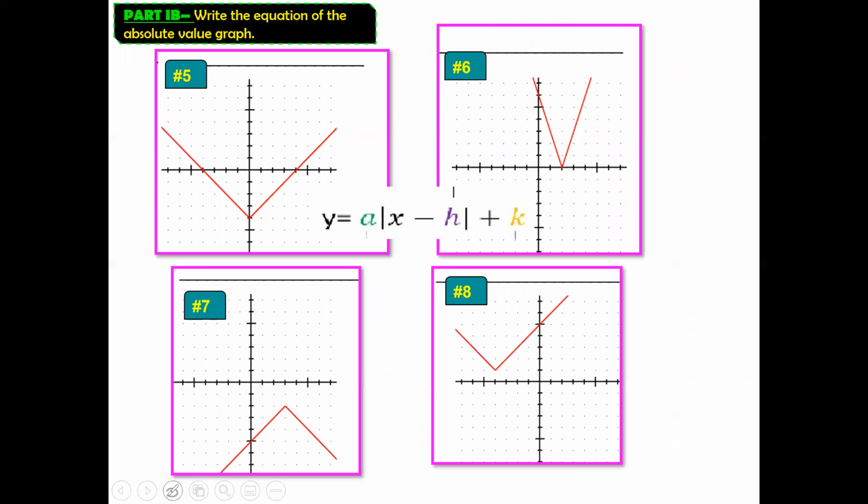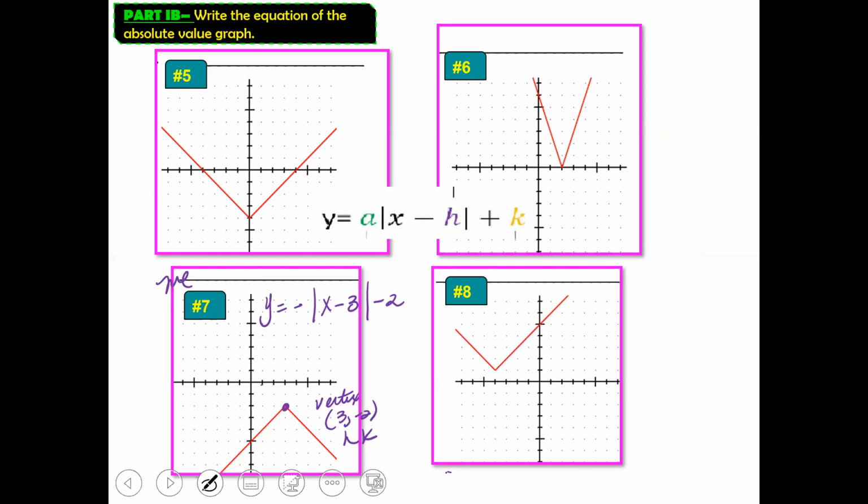All right, let's take a look at number 5 through 8. Now that you graphed the equation, what if I give you a graph and I want you to give me the equation itself? So now I'm going to write the equation of the absolute values. We're kind of going backwards. I'll go over number 7 with you guys. Your vertex for number 7 is at 3, -2. Remember, this is h and this is k. So if your k is -2, remember y is equal to, your a is going to be negative because it's upside down, absolute value of x minus h, which is 3, so put the 3 in there, plus k, minus 2. And that is your equation.